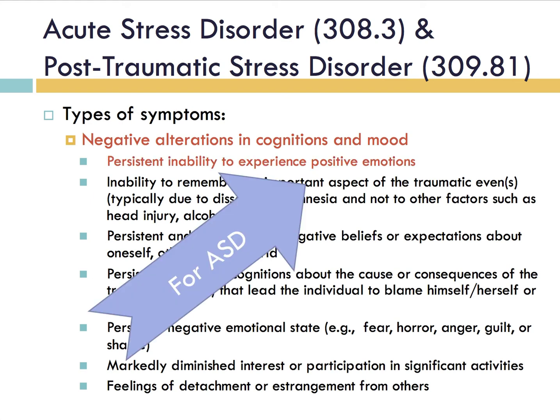For acute stress disorder, however, the only possible symptom that falls under this heading is the persistent inability to experience positive emotions. So while it's possible that the person might experience any of these other symptoms, they're not considered one of the symptoms that mark acute stress disorder.